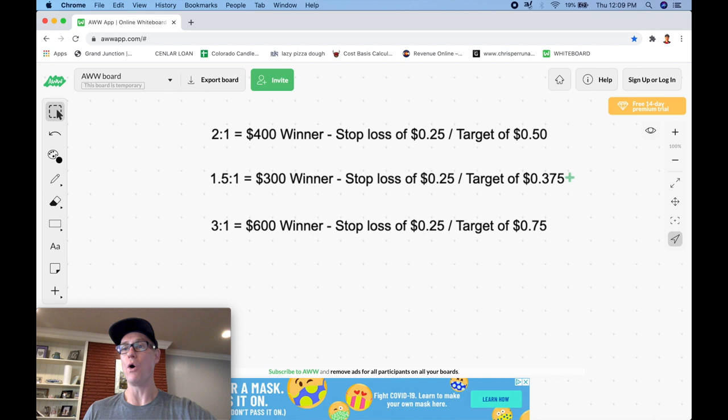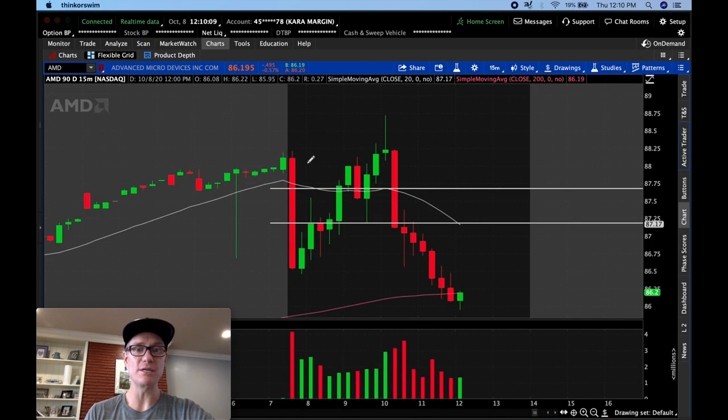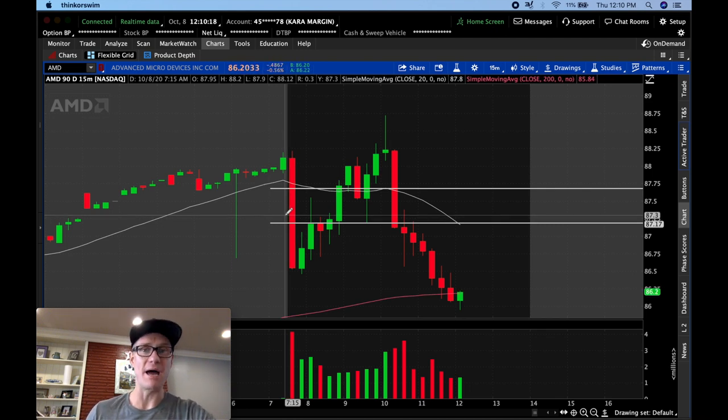So you say, okay, that seems logical because that's going to be reached easier. So the win rate's probably higher. And that's true. And that's where this math gets really interesting, because if we flip back over here, you can see 37.5 cents would have been down in this area. It definitely hit. So this would have paid out $300 on the 1.5 to 1 reward to risk ratio. But here's the catch. It only pays the $300, not $400.